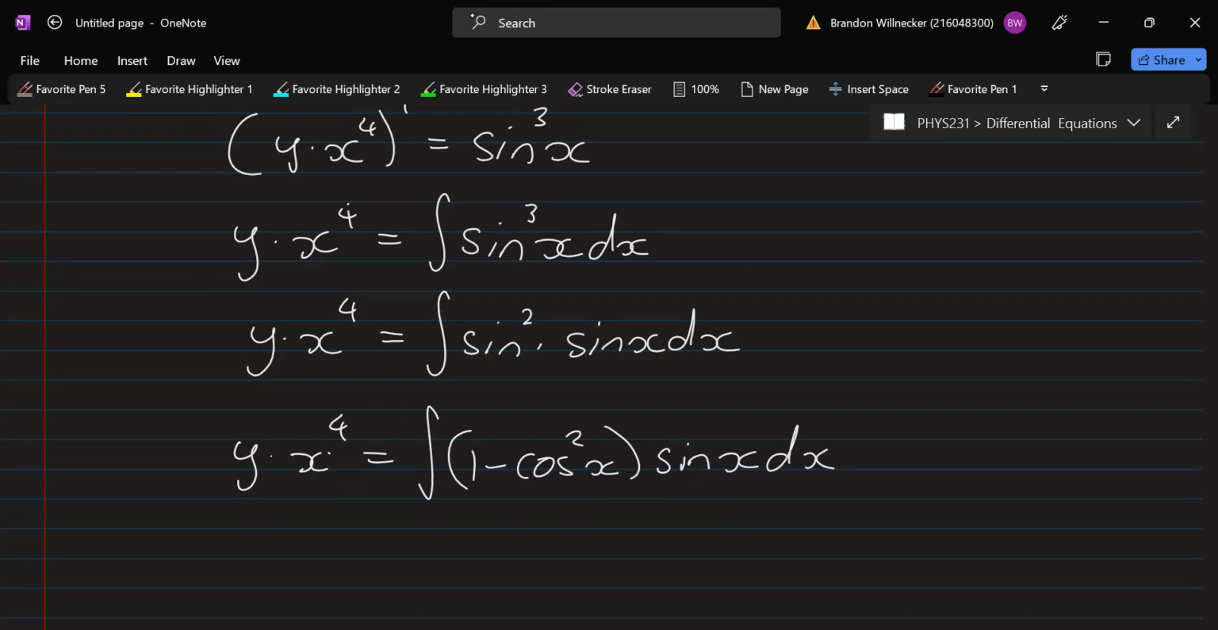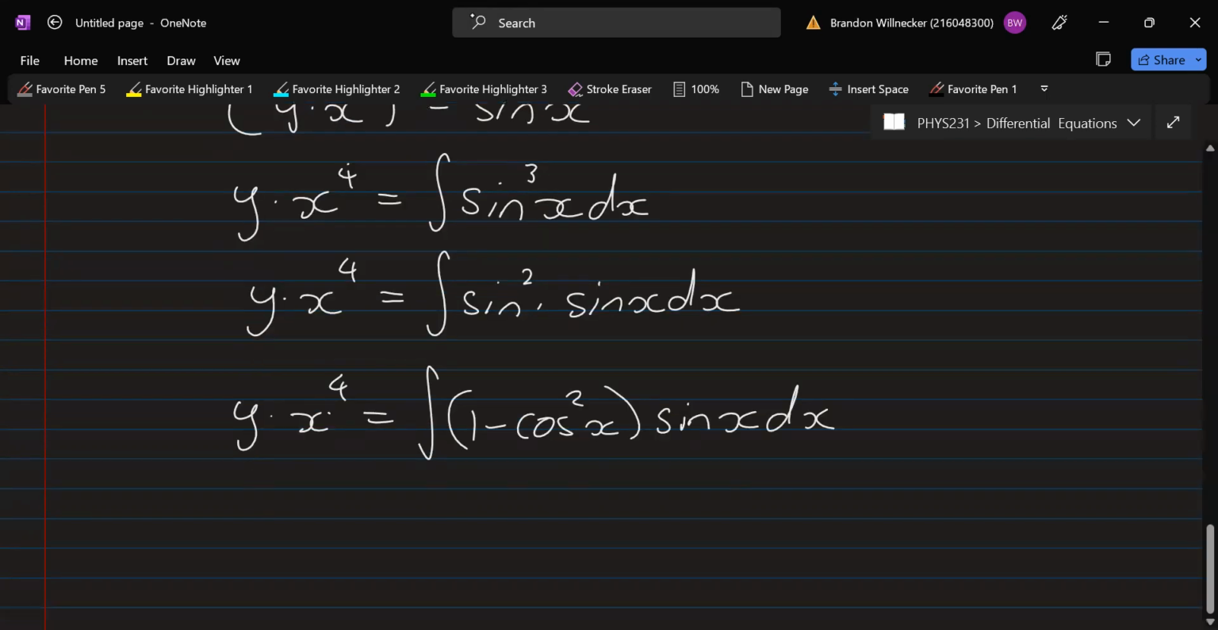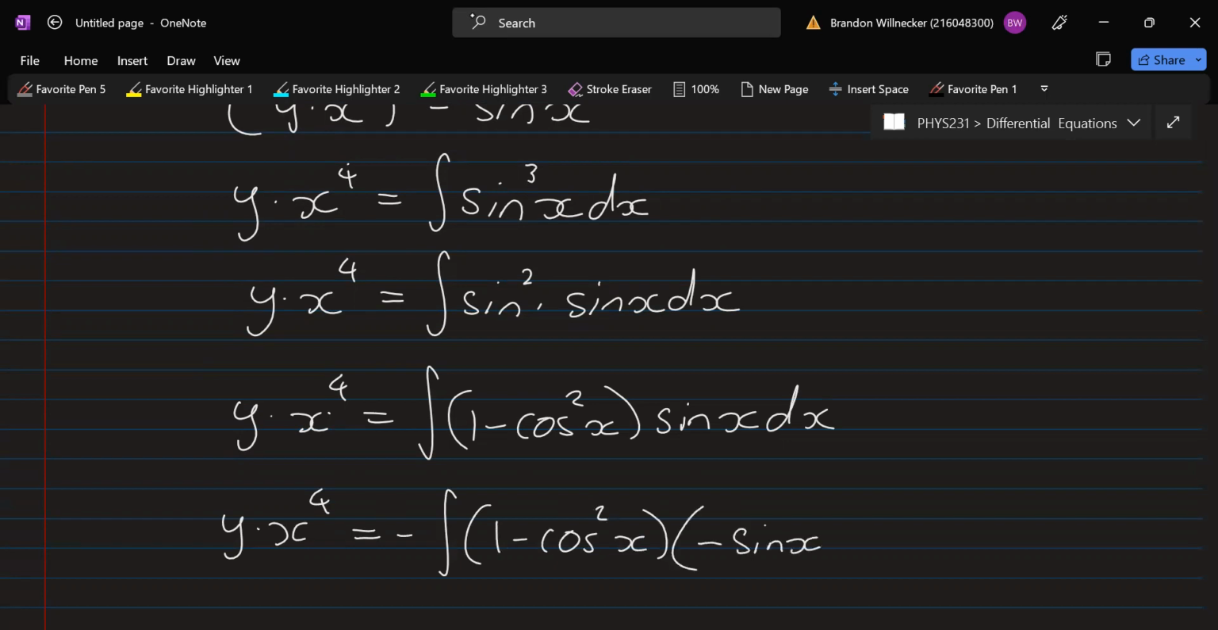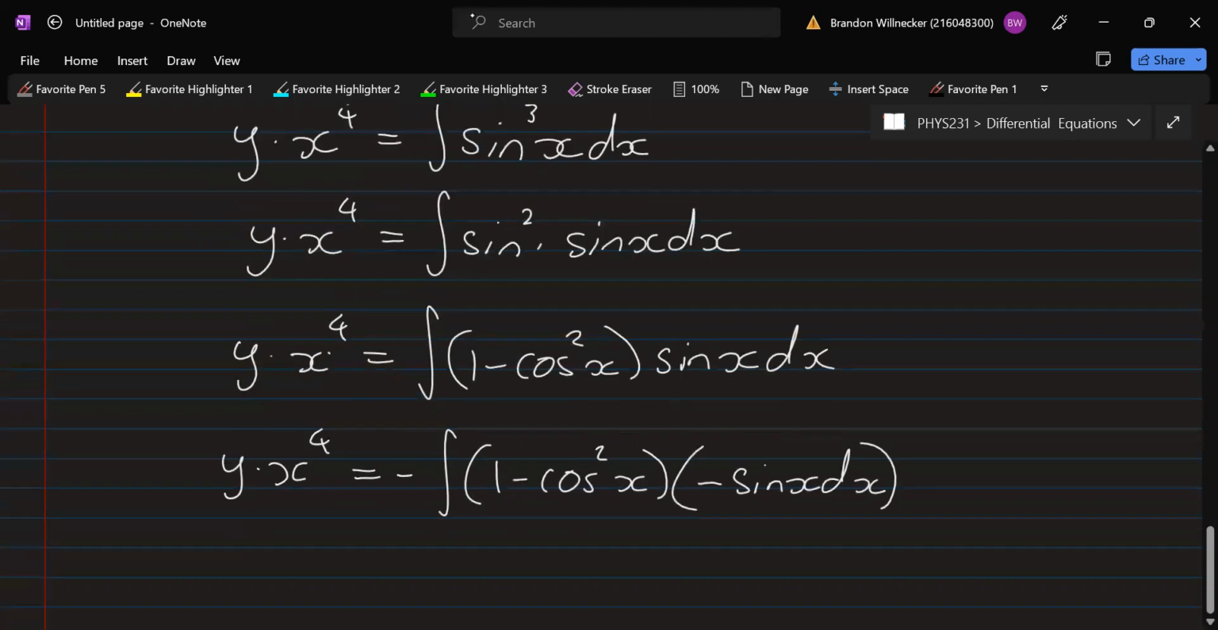Okay, but the derivative of cos is minus sine, but we've got sine. So we can multiply and divide by minus 1 to make this into the better form for a u substitution. So we have y times x to the 4 is equal to minus the integral 1 minus cos squared, and then we have minus sine x dx. Okay, so that makes it much more clear that we want to be doing a u substitution. So if u is going to be cos, we already have our du, so we can just integrate that.